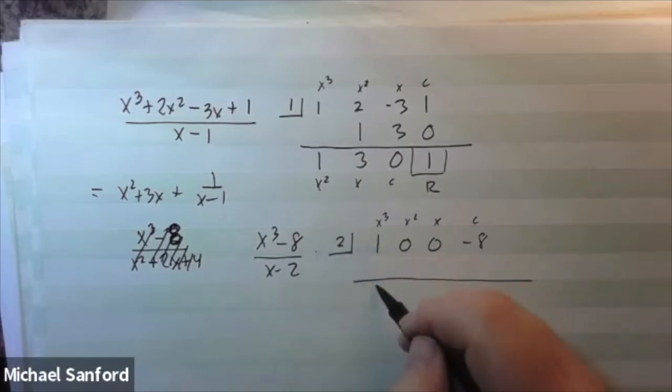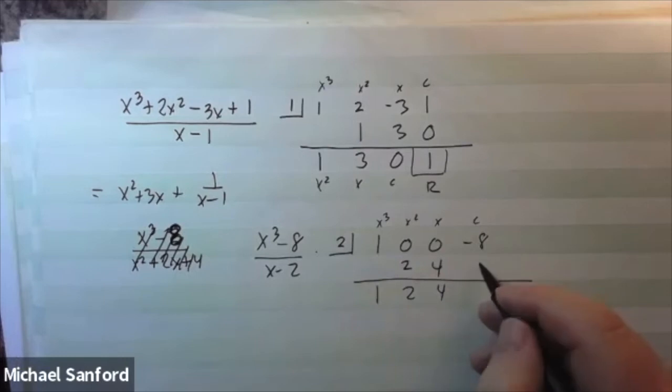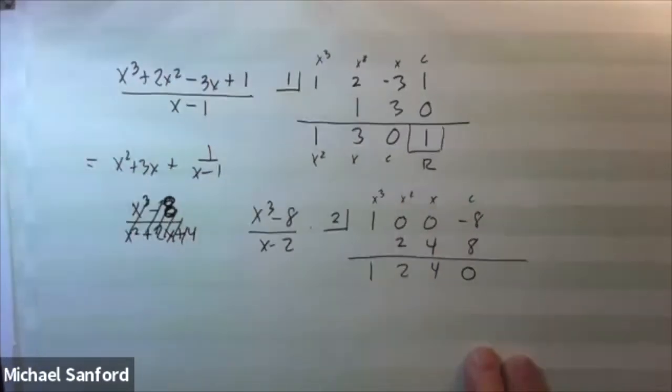So I bring the 1 down, multiply, you get 2. Add those together, multiply, you get 4. Add those together, you get 4. Multiply together, you get 8, add those together, you get 0. So the remainder is 0.